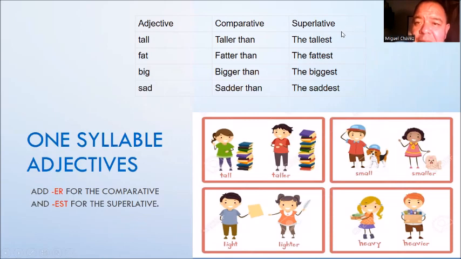For the superlative, we are going to write before the adjective the article the, and instead of er, we are going to add est: the tallest, the fattest, the biggest, the saddest. Now, in this way, we know the comparative and superlative form for the adjectives of one syllable.